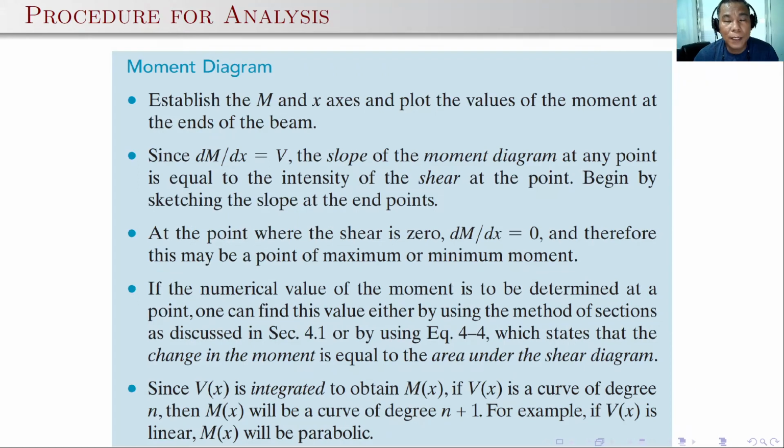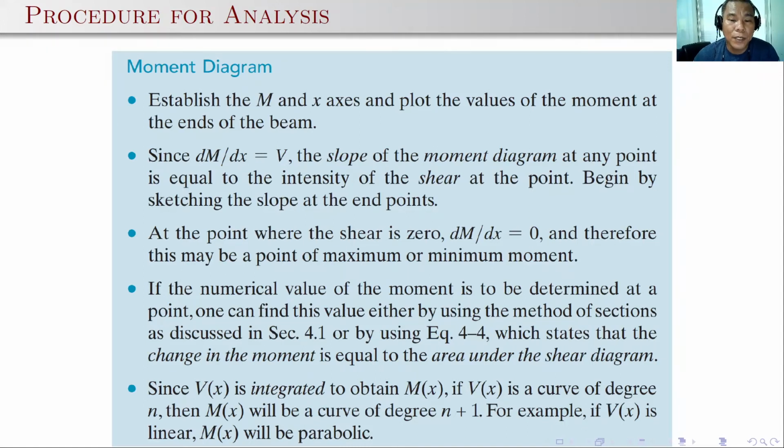For the moment diagram, again, the same process as with the beam. Establish the M and the x-axis and plot the values of the moment at the ends of the beam. And since the change in slope of the moment is equal to the shear, that is, the slope of the moment diagram at any point is equal to the intensity of the shear at the point. Begin by sketching the slope at the end points.